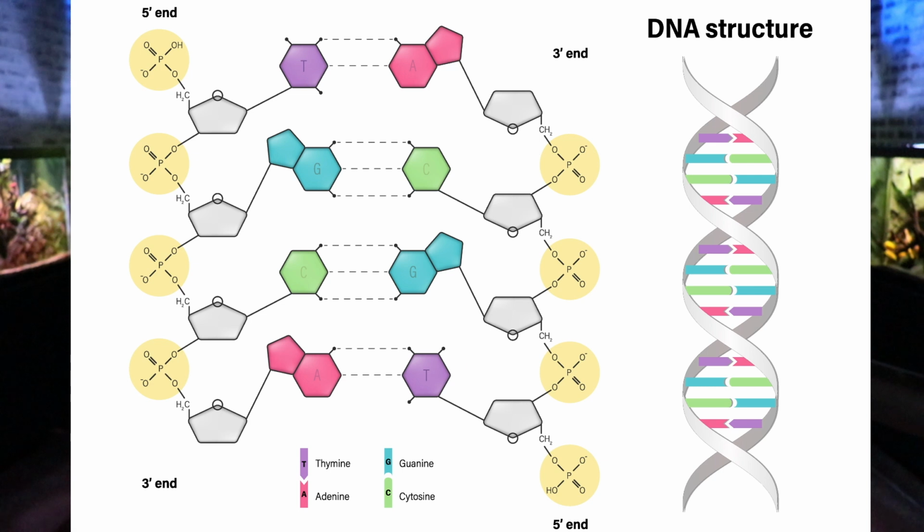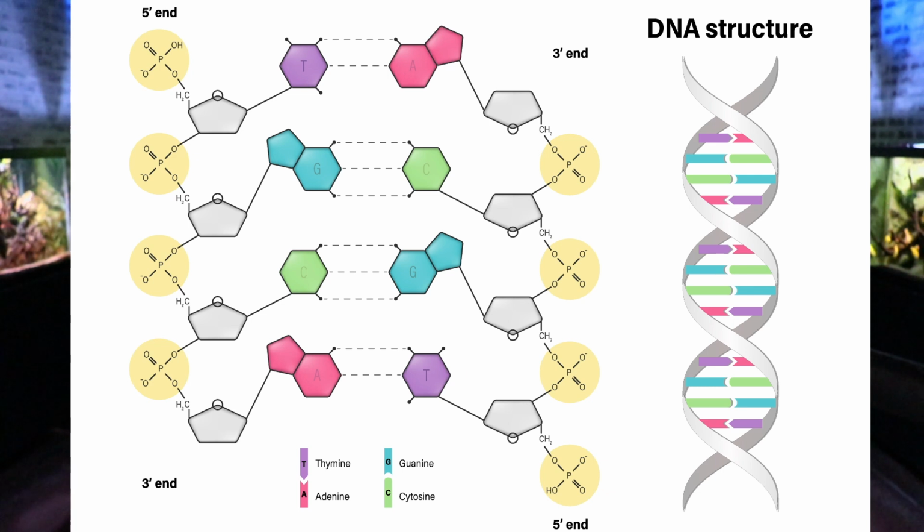We've got this thing called a 5' end and a 3' end. And those numbers have to do with the carbons associated with that gray sugar in the center. Basically, on the 5' end, it's the 5th carbon in that gray sugar that is exposed with that phosphate group.